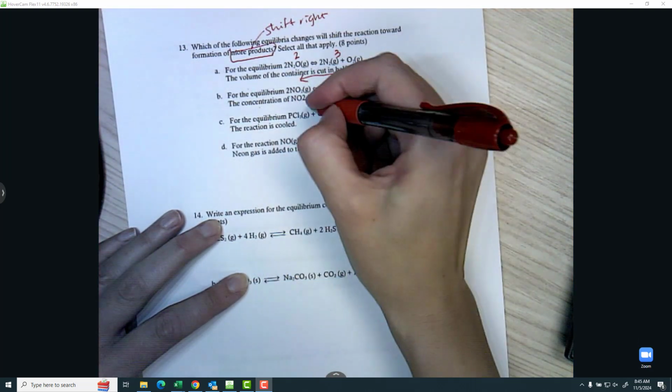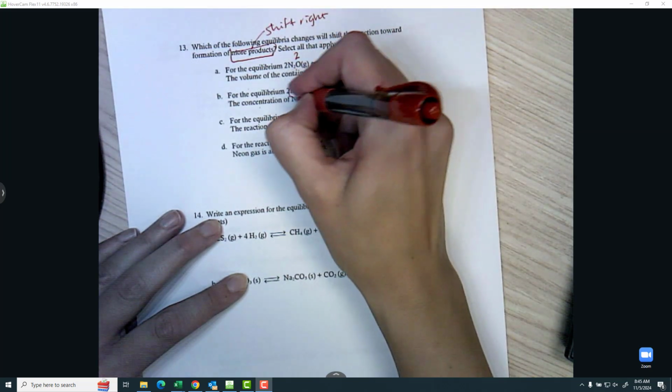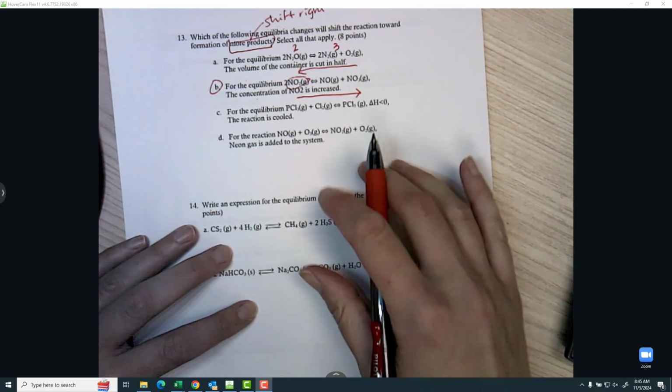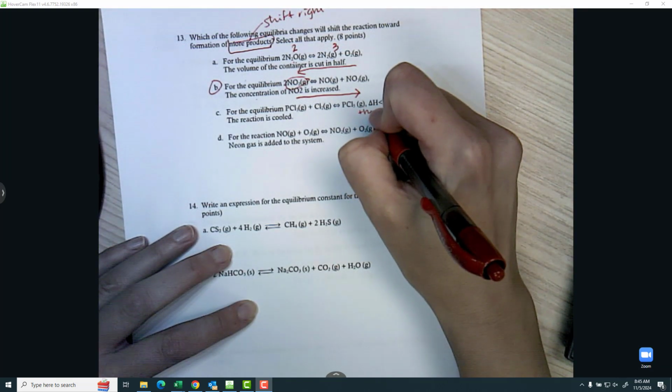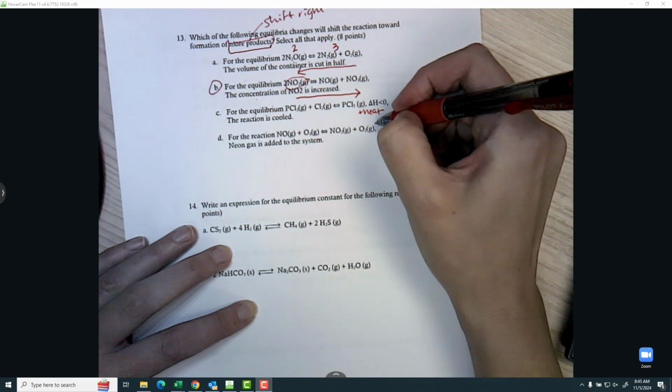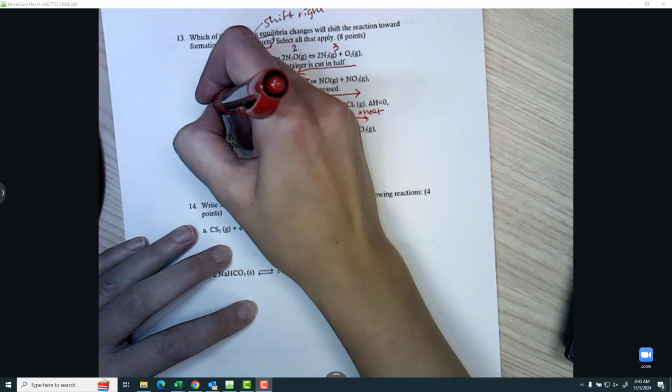For the next one, I'm increasing a reactant. That would shift it to the right, so I'll select that one. The next one is exothermic, so I'm going to add heat to the product side. So if I cool the reaction, I reduce the heat, then it would shift to the right.